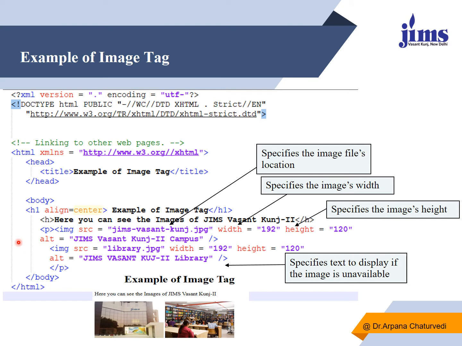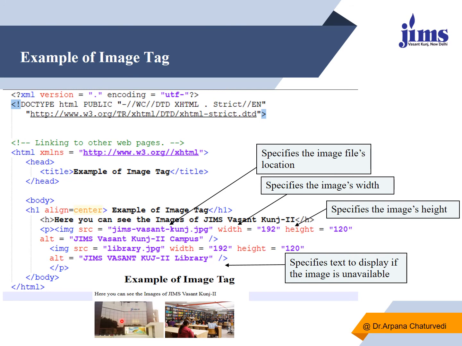This is an example. XML version mandatory, DTD mandatory, namespace mandatory. It's a documentation. Within head, title, body is closed, HTML is finally closed. Within this, within paragraph, IMG SRC is equal to the name of our image, width, height you can mention. Alt is mandatory, and this / before closing the IMG tag. So this is how it looks like.